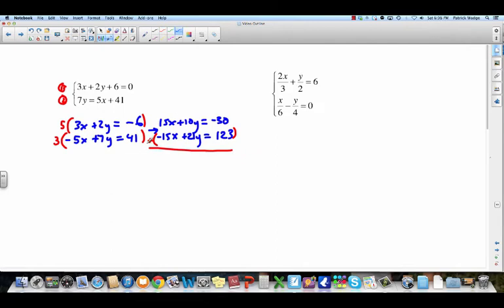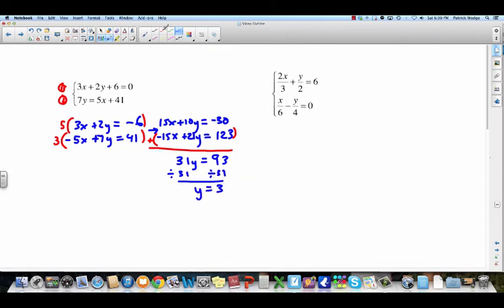So 15x plus negative 15x is 0. That's gone. 10y plus 21y is 31y. And negative 30 plus 123 is 93. Looks scary, but it's actually going to work out fine. When you divide by 31 and divide by 31, y equals 3.